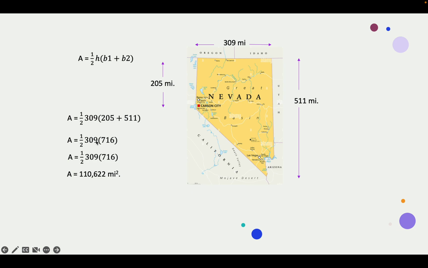Then I have to multiply. I like to multiply my fraction to get rid of it first. I take 309 and go half of that, and then I multiply that times 716. That equals 110,622 square miles, which is the entire state of Nevada.